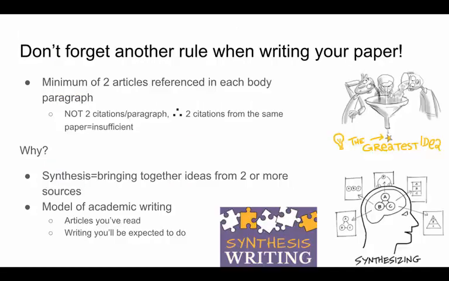Another rule that you want to remember when you're writing your paper is a minimum of 2 articles referenced in each body paragraph. That means that it doesn't count if you just have 2 citations per paragraph, because what could happen is that you might have 2 citations from the same paper, and that's insufficient. You need to bring ideas from different authors together.